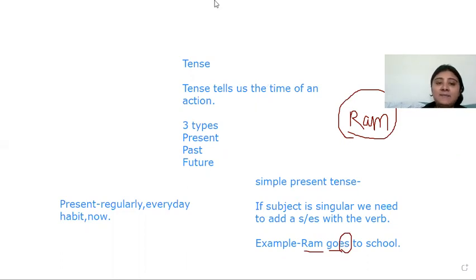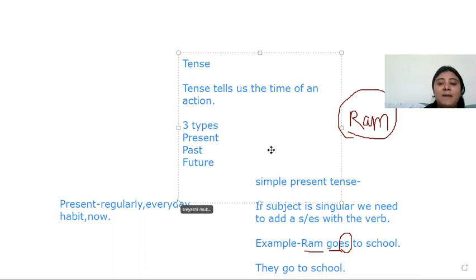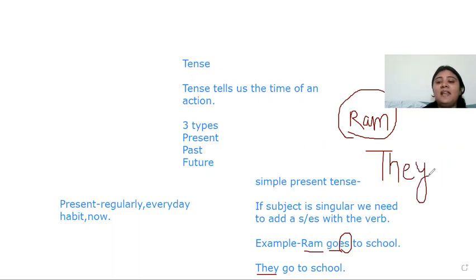But in the same sentence, instead of Ram goes to school, if I am writing they, it will become they go to school, because they is a plural number. So with a plural number, see, I have not added any s or es. This is the rule of simple present tense.